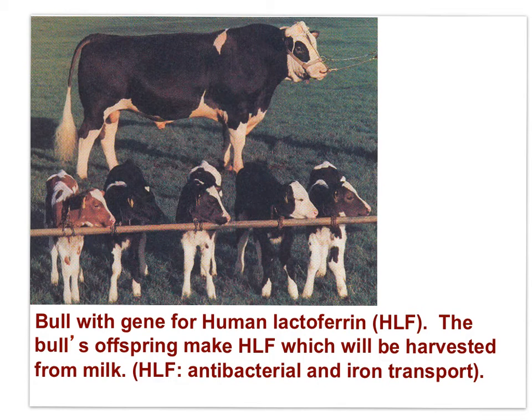The offspring of this bull have a gene for human lactoferrin, HLF. The female offspring will produce HLF in their milk. Lactoferrin is one of the components of the immune system. It has antibacterial activity important for human infants. The production of lactoferrin from transgenic animals for use by humans is an example of biofarming for therapeutic use.